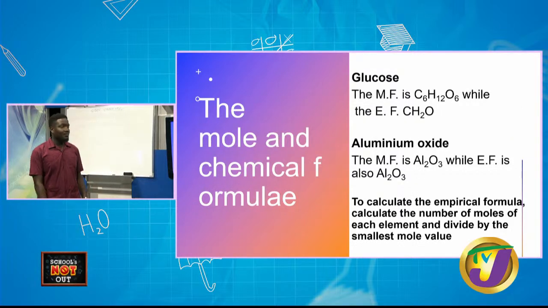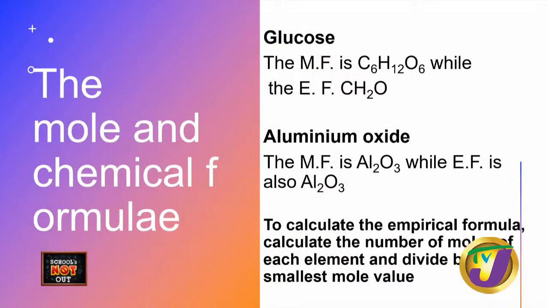So here's an example. For glucose, the molecular formula is C6H12O6. If you don't know this, you don't do science, because even persons who don't do science know this. There are 2 things everybody knows: the mitochondria is the powerhouse of the cell, and glucose is C6H12O6. But that's just its molecular formula. The empirical formula for glucose is CH2O.